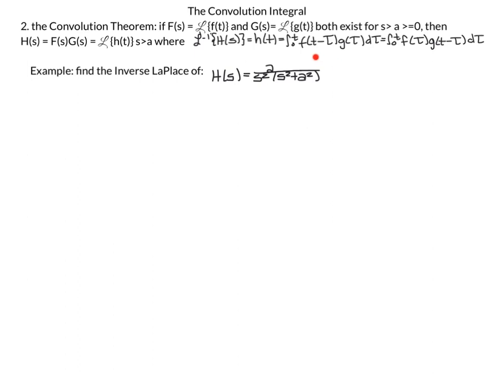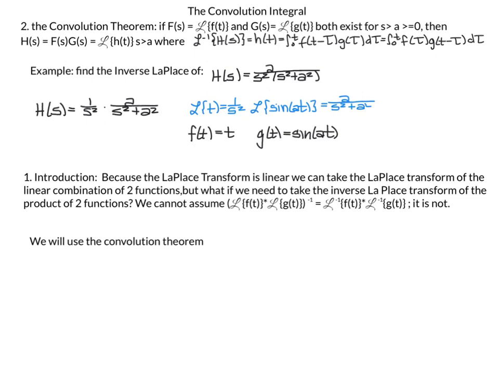We will go back to that motivating example at the beginning of our video, and we'll find the inverse Laplace transform of a over s squared times s squared plus a squared. And just to remind you, we had broken up this h of s into 1 over s squared times a over s squared plus a squared. And we noted that the Laplace transform of t is equal to 1 over s squared, and the Laplace transform of sine of at is equal to a over s squared plus a squared.